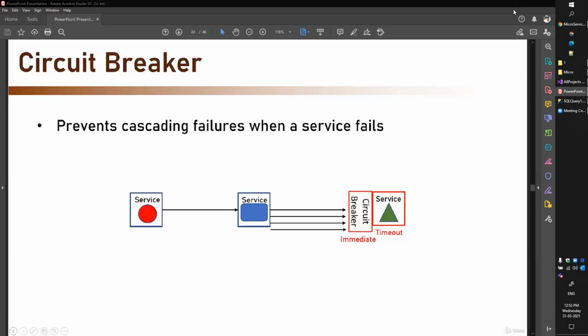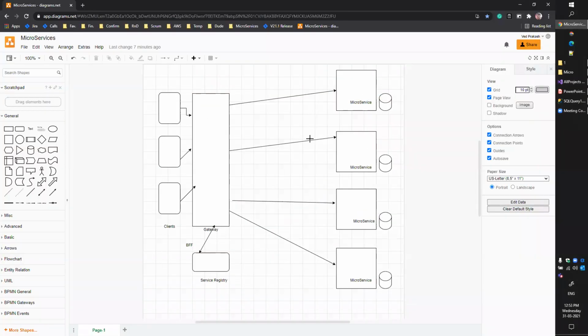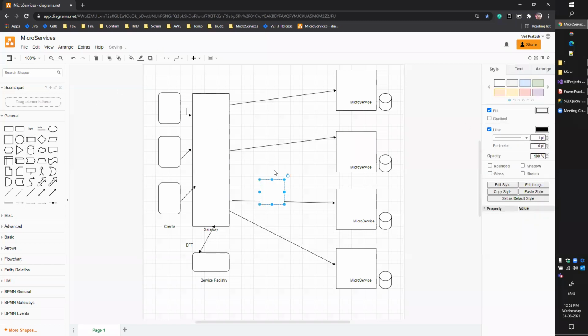Where it stands is in between here. So let me put a circuit breaker box as well for every microservice. There will be a circuit breaker if need be. Again, this is not a requirement, but if your problem statement says so, then you can configure it.